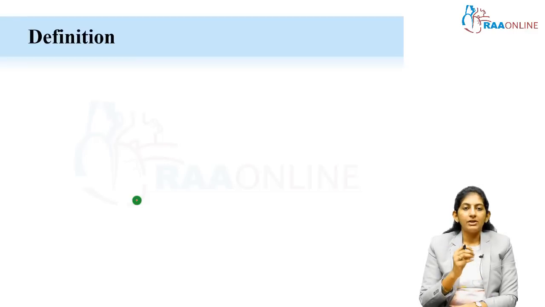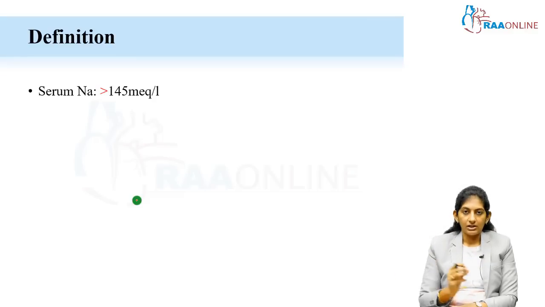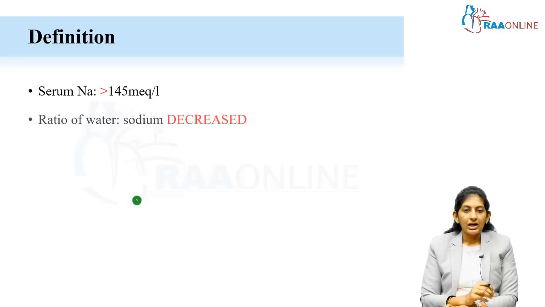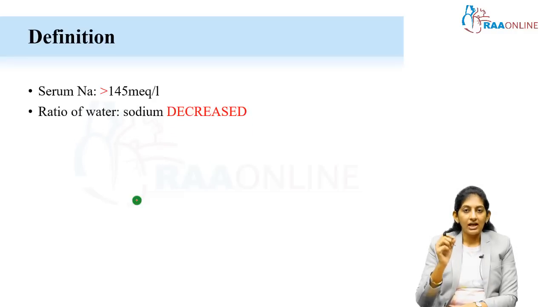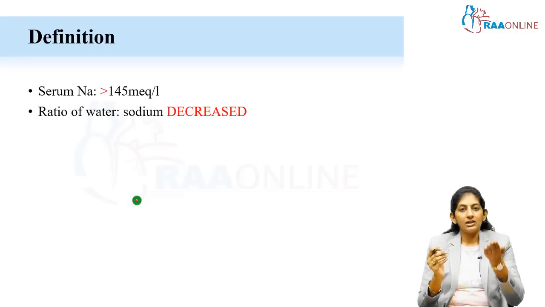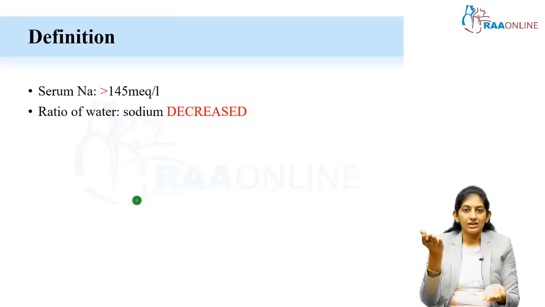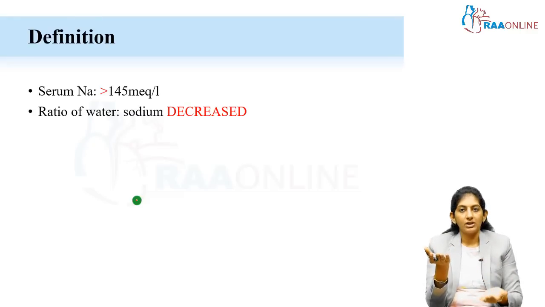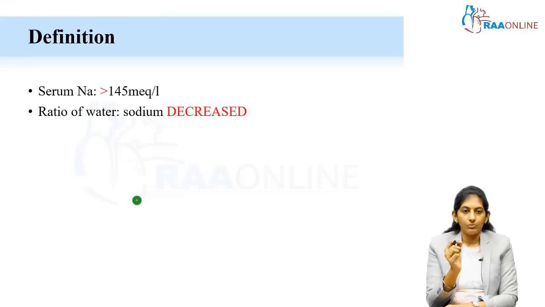Now coming to the definition of hypernatremia. Serum sodium 135 to 145 is normal. Anything more than 145 we label as hypernatremia. And here what happens in hypernatremia: water becomes less and sodium increases, or sodium is the same and water alone decreases. So the ratio of water to sodium will come down. This is very important.